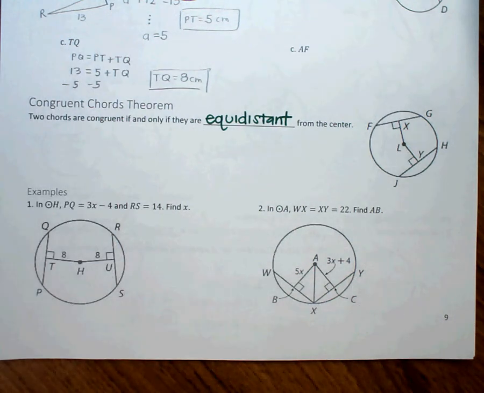All right, the last theorem for 10.3 is the congruent chords theorem. It says two chords are congruent if and only if they are equidistant from the center. Well, if you break down the word equidistant, it kind of sounds like equal distance.